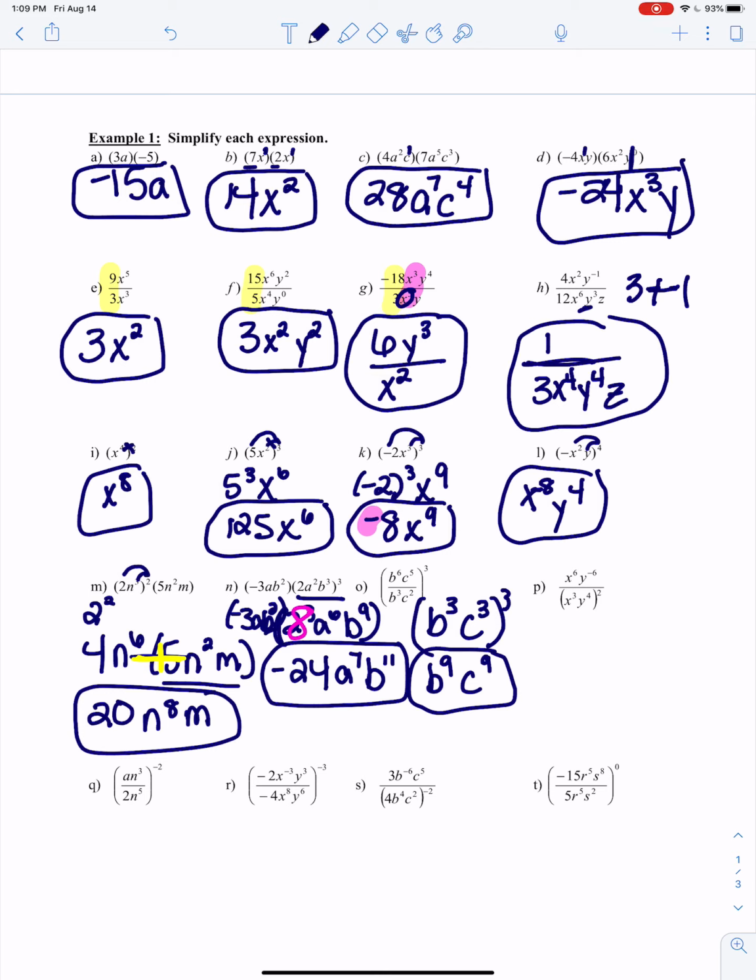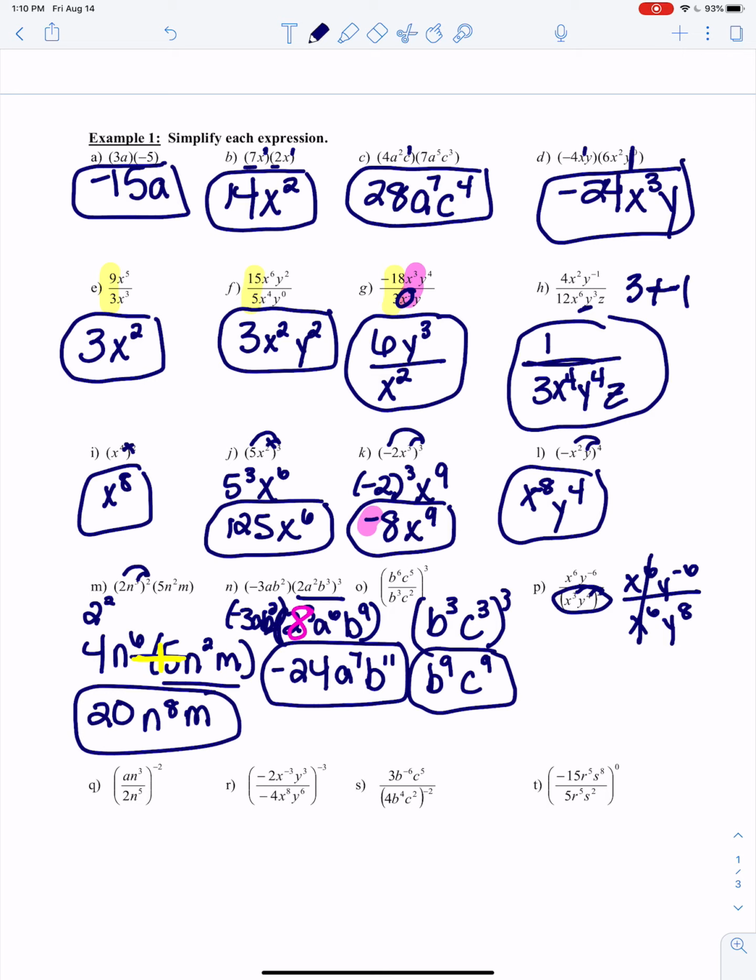So then for this one, what I have to do is simplify this bottom part first before you can start combining. So I have x to the 6, y to the negative 6 on top. And then if I raise everything to the 2nd power, we distribute here, x to the 6th, y to the 8th, power to power we multiply. Now I can subtract. So what happens to my x's, they cancel each other out. 6 minus 6 is 0. Anything to 0 power is 1.